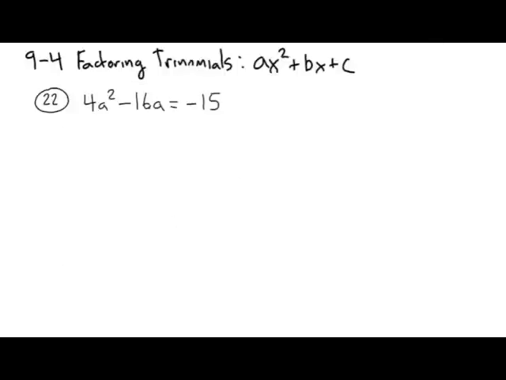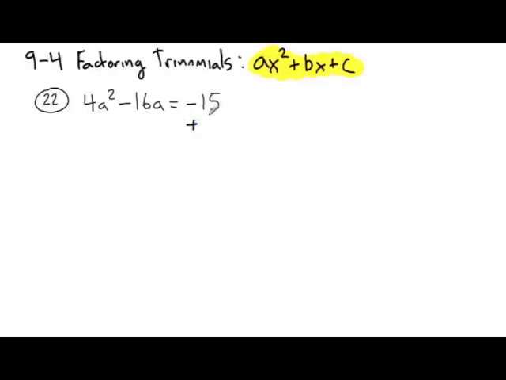Okay, now we have problem 22 that we're going to do. It's 4a squared minus 16a equals negative 15. Now the first thing you should notice about this problem is it's not written in ax squared plus bx plus c form. That's kind of an issue because it has to be written in this form for us to solve it. But it's not that hard. As you can see, the only thing that's missing is this negative 15 should be on the other side of the equal sign. So really all we have to do is move it.